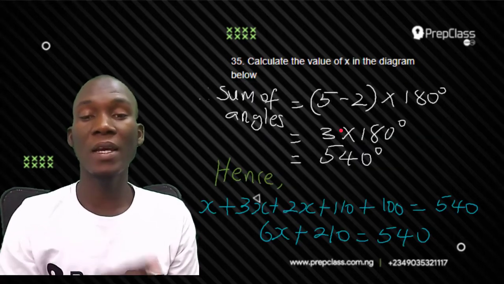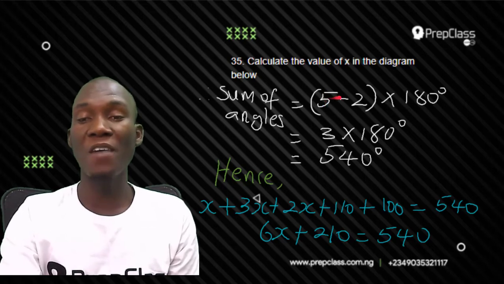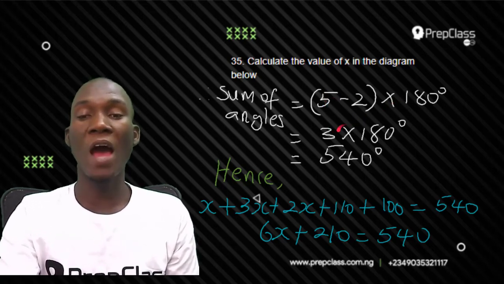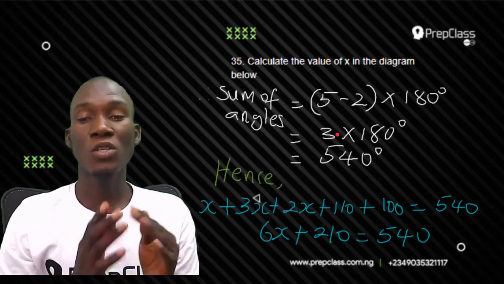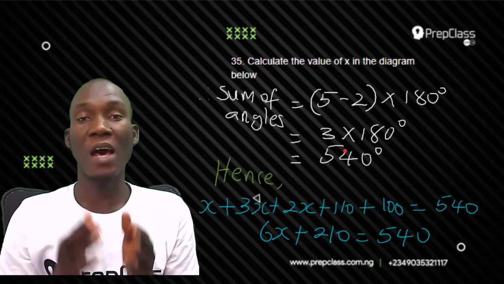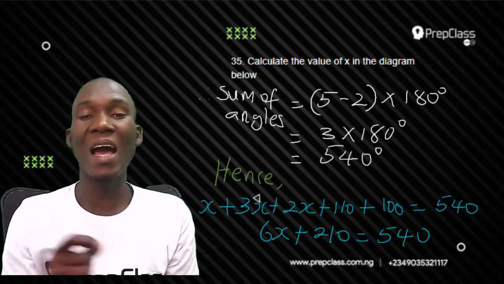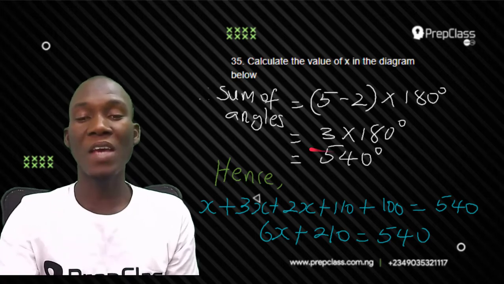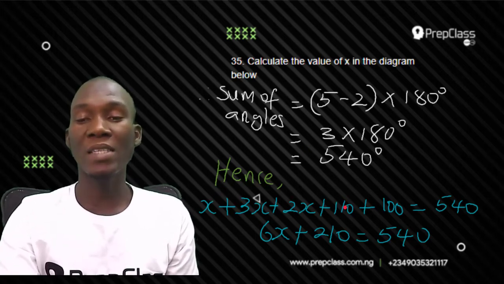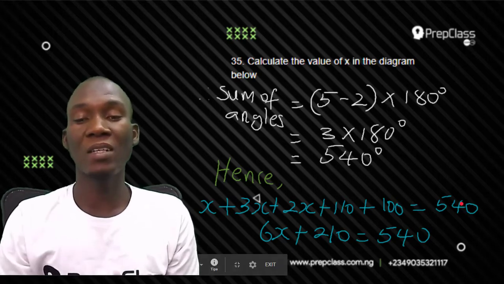Now we need to calculate the sum of the angles. Now the number of sides, we have 5. So 5 minus 2, that's giving us 3. Then multiply by 180. So we have 3 times 180. So 3 multiplied by 180 is going to give us 540. Now, what is the next thing we need to do? We need to add the angles in the polygon. We have the angles to be x, 3x, 2x, 110, and 100 degrees to be equals to 540.